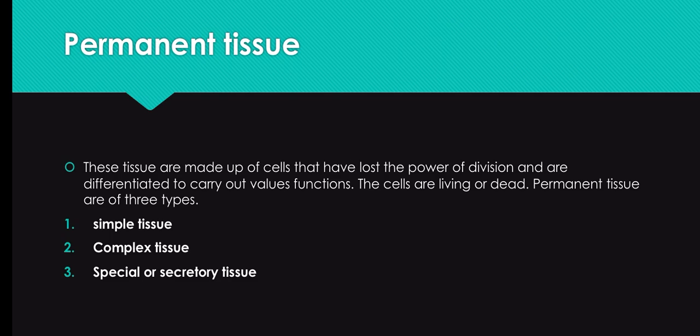Next is permanent tissue. These tissues are made up of cells that have lost the power of division and are differentiated to carry out various functions.